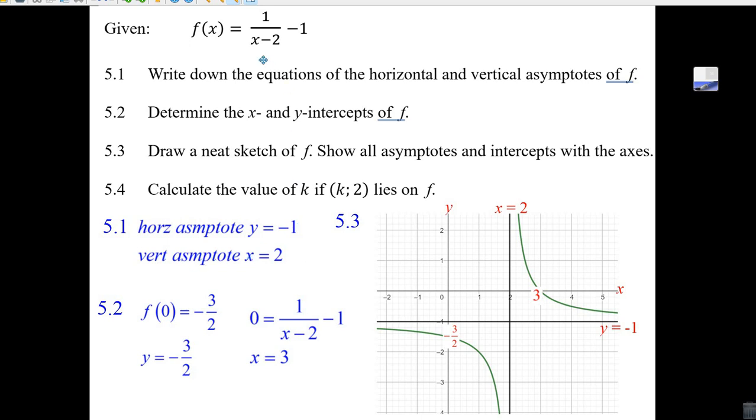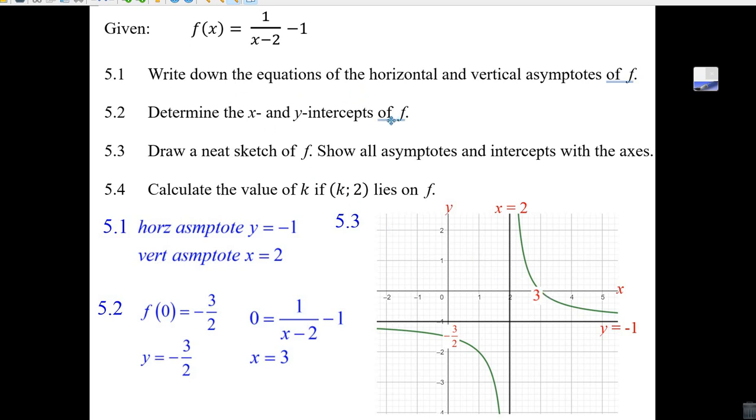And the vertical asymptote is the opposite of that number. It's just x equals 2. It's the place that the hyperbola can never touch, which makes sense, because if that's 0, you're not allowed to divide by it. That's the place that the function can never get to. That's why it's an asymptote.